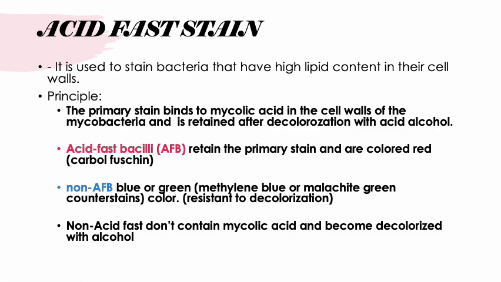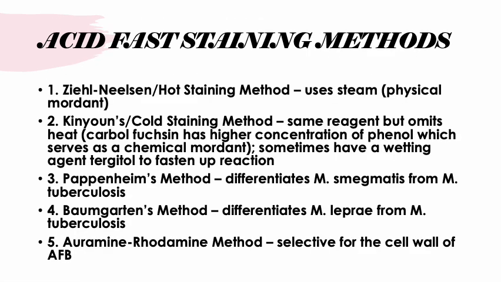Now, the mordant usually in the acid-fast staining procedure is heat or Tergitol, a chemical. For decolorization, we use acid alcohol for the acid-fast stain. And for the secondary stain, it can be either methylene blue or malachite green. Now, this slide shows you the different staining methods used in different situations.